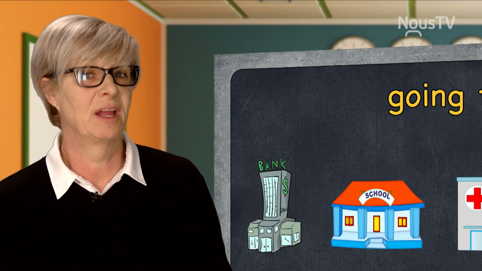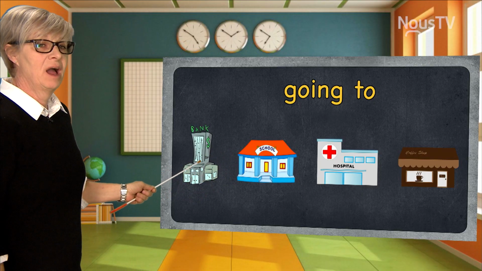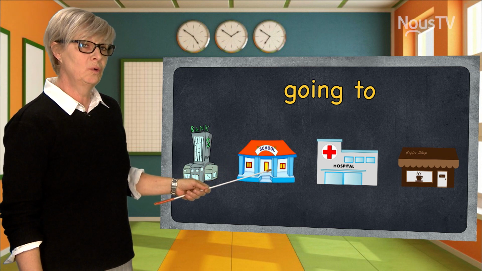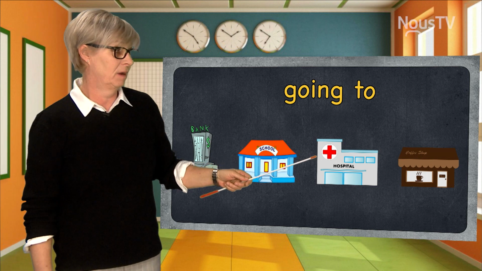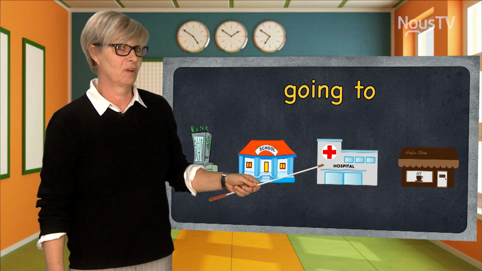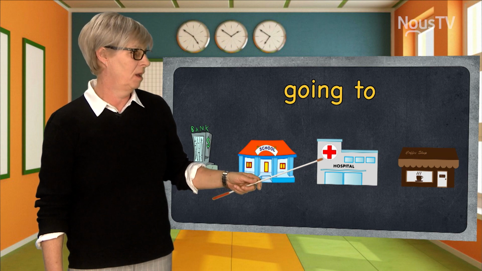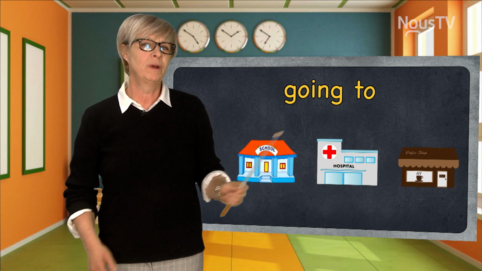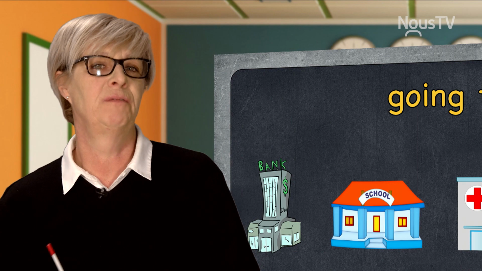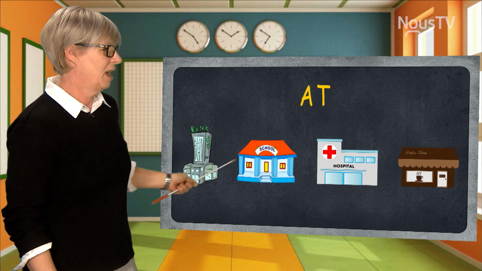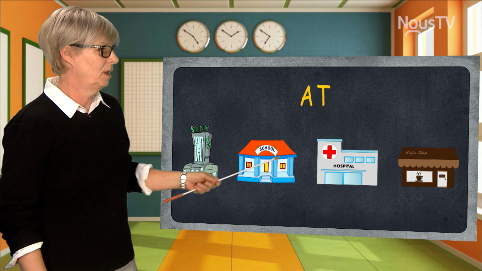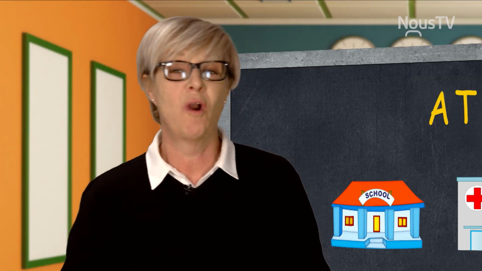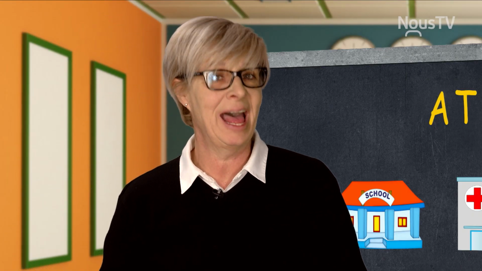If I were to say going to, I would say, I am going to the bank. I am going to school today. I am going to school today because I am not at the hospital. I am well now. And I am going to the coffee shop. Only when you have go do you put to. If you don't have go, it's at the bank, at school, at the hospital, and at the coffee house. For all buildings, you will use at.